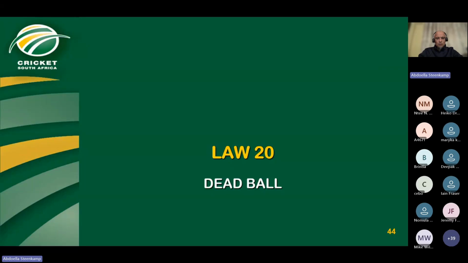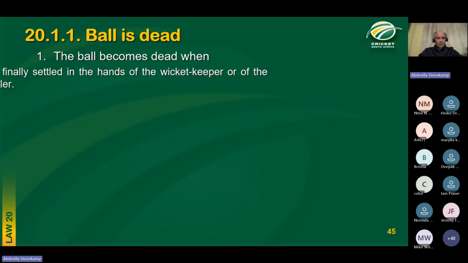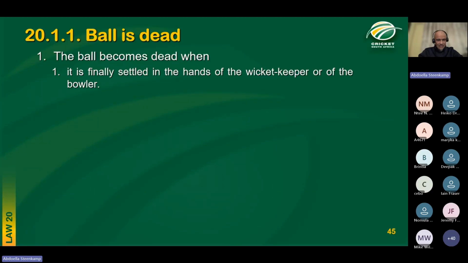Dead ball. We're just going to look at 3 instances where the ball automatically becomes dead. When it finally settles in either the hands of the keeper or the bowler, the ball automatically becomes dead. When a boundary is scored, the ball automatically becomes dead. And lastly, when a batter is dismissed, the ball automatically becomes dead. There are 5 more instances. We didn't cover all 8 of them in level 1.